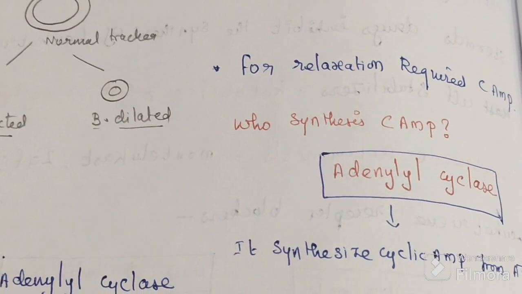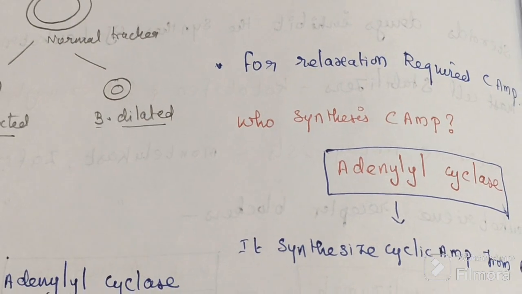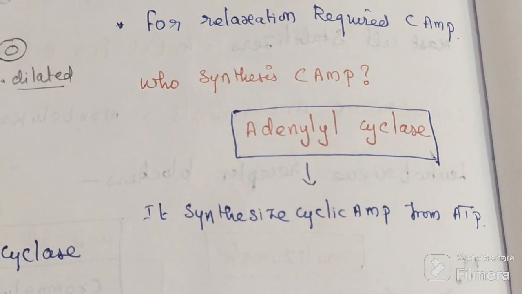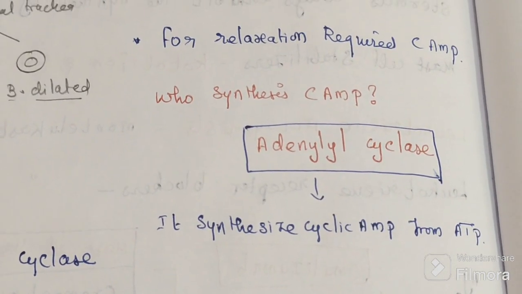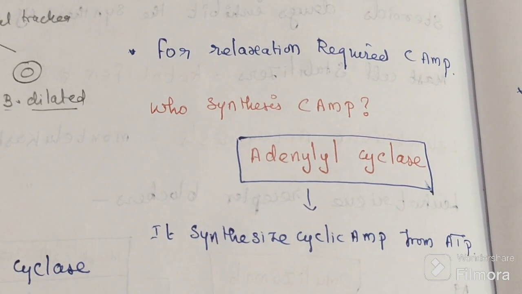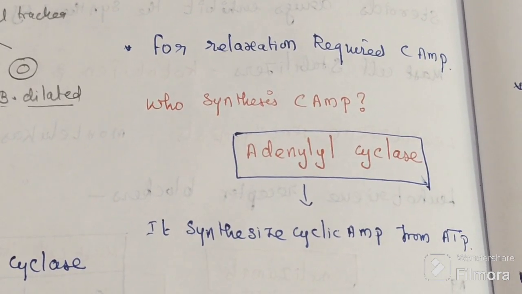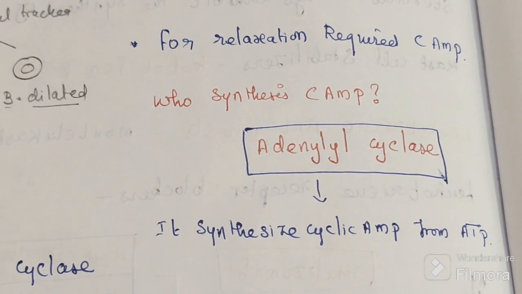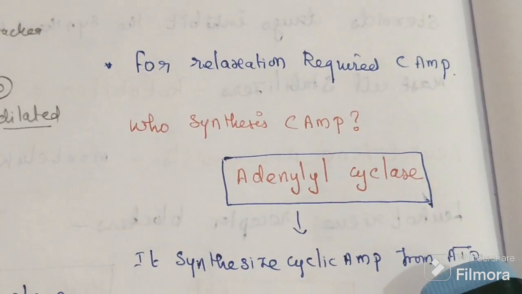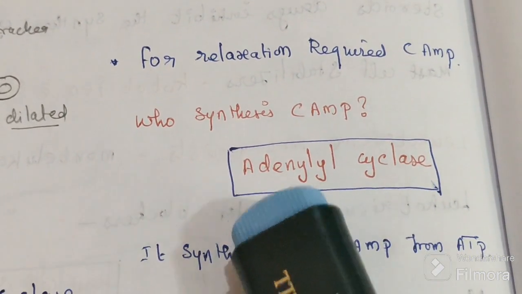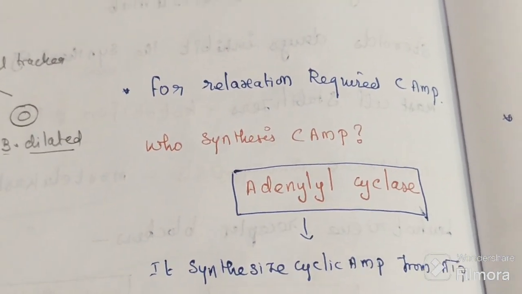Who synthesizes this cyclic adenosine monophosphate? There is an enzyme, and that enzyme is called adenyl cyclase. Adenyl cyclase synthesizes cyclic AMP from ATP. From ATP we get cyclic AMP.